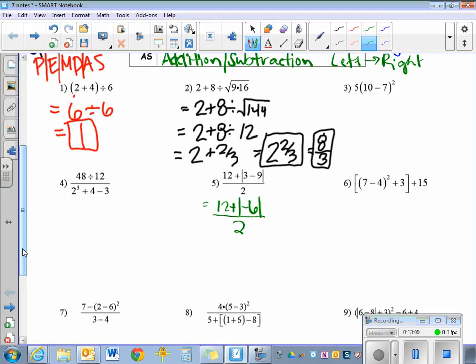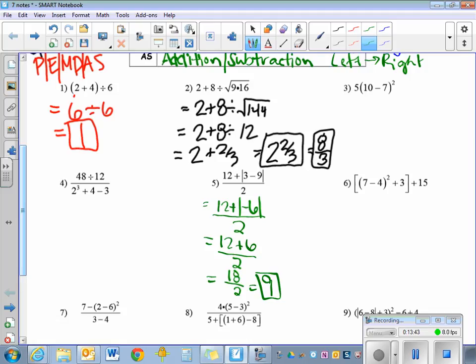But as Mitchell said, what is the absolute value of -6, Mitchell? 6. Very good. So then we have 12 plus 6 divided by 2. And Sydney, what's 12 plus 6? 18. Very good. So 18 divided by 2. Judy, what does that give us for our answer? Very good. So we have 9 for our answer here.